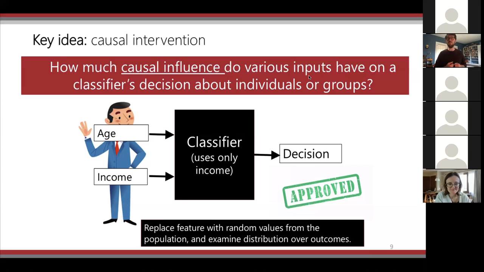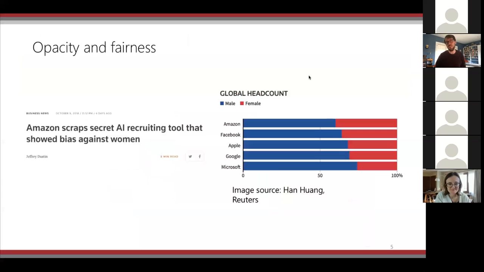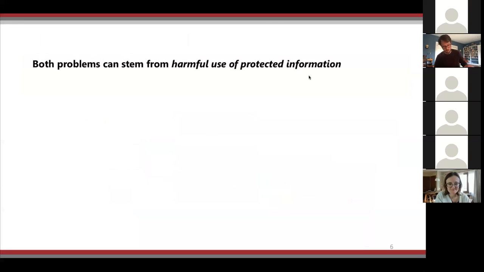Matt, this is Sumesh. When you say causal intervention, do you mean it in the sense of causal learning, or do you mean something else? No, that's an excellent question. I do not mean it in the sense of causal learning. Practically speaking, what do I do here?